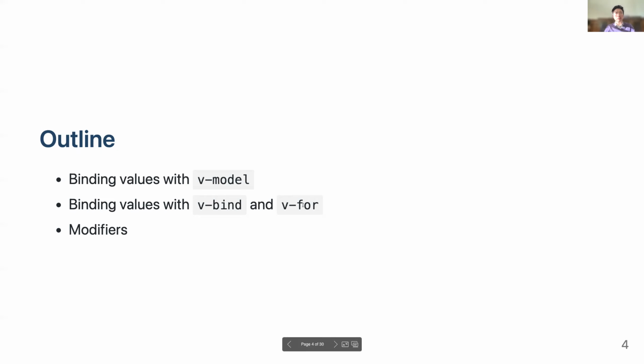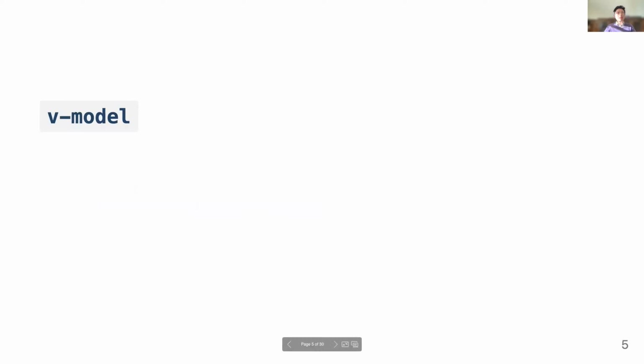We're also using v-for, which is a loop, which is very handy when you want to display a list of things. You don't want to repeat that for each single item manually. We also talk a little bit about the modifiers. Okay, I'm going to start with v-model.